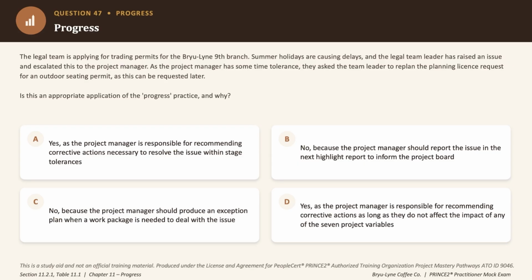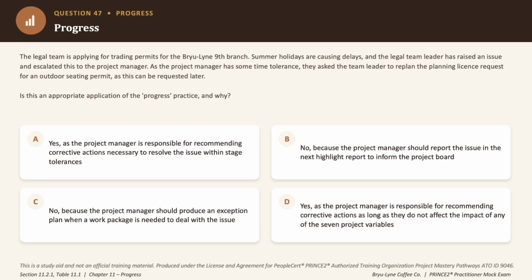So the project manager uses some spare time tolerance and asks the team leader to replan the outdoor seating permit request for now to keep the things on track. Note that the project manager is asking to replan and not to eliminate, okay? Because getting a planning request is a legal or a governance task, okay? So replanning is perfectly fine, but eliminating is not okay. That's a point to be noted.